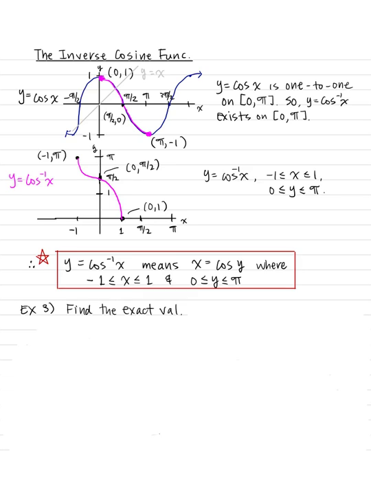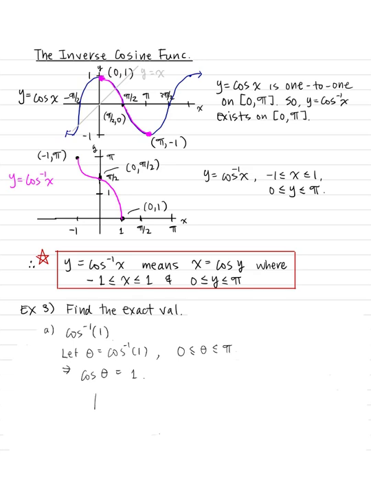Okay, let's do some examples. Example 3, find the exact value. Let's go with A. Let's try cosine inverse of 1. Always start out with let theta be cosine inverse of 1. Then theta is an angle that is between 0 to pi. So this implies that cosine of theta is 1, and theta better be between 0 to pi.